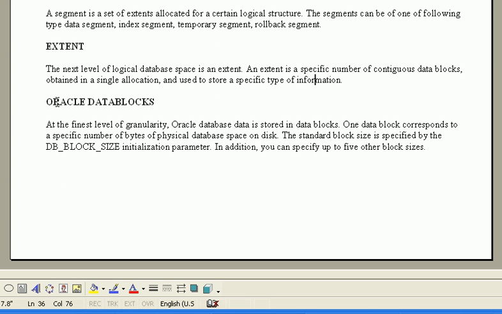The last is the Oracle data blocks. As the finest level of granularity, Oracle database data is stored in data blocks. One data block corresponds to a specific number of bytes of physical database space on disk. The standard block size is specified by the db_block_size initialization parameter. In addition, you can specify up to 5 other block sizes.